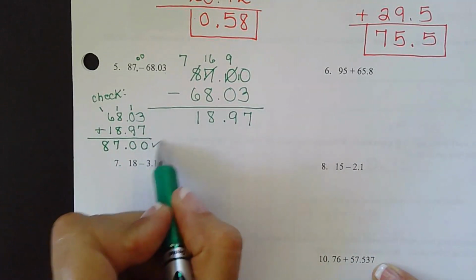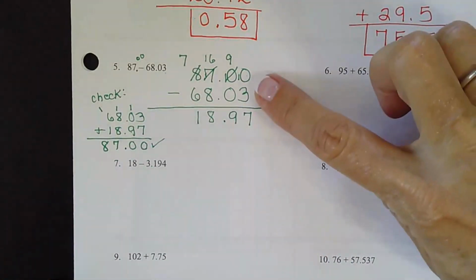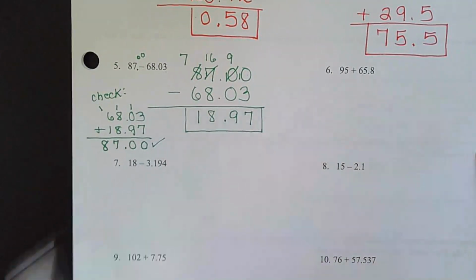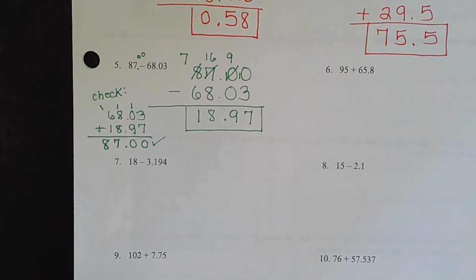And look at that. Ding, ding, ding, ding, ding. We've just verified that this is the correct answer because subtraction is checked by adding. Adding is checked by subtraction. Division is checked with multiplication. Multiplication is checked with division.